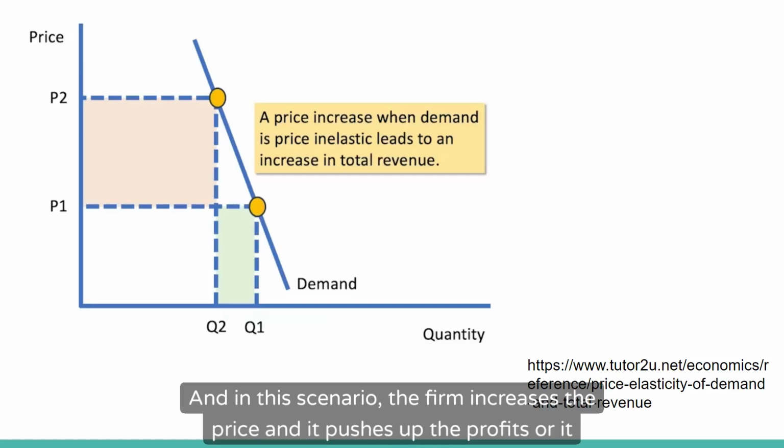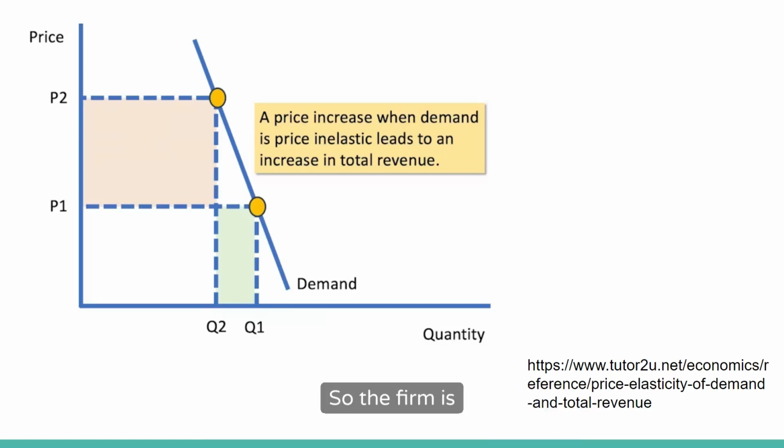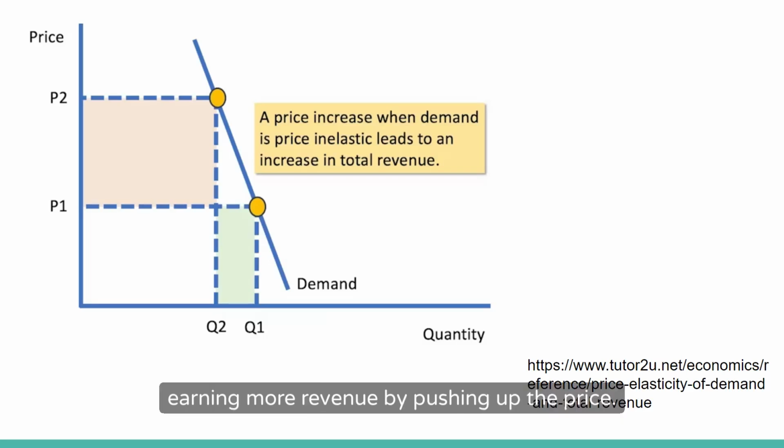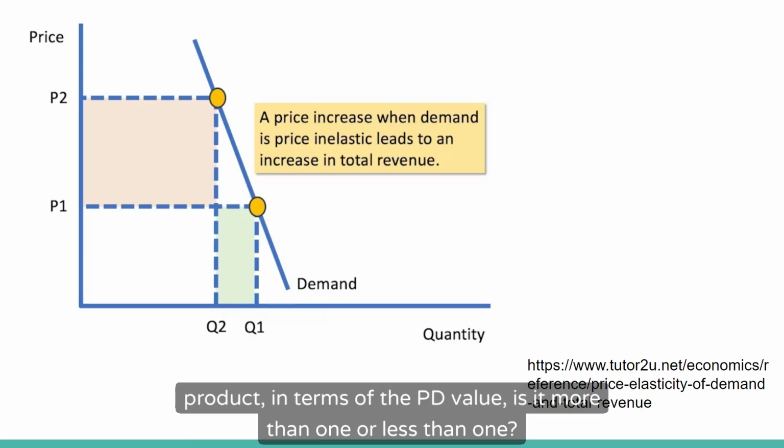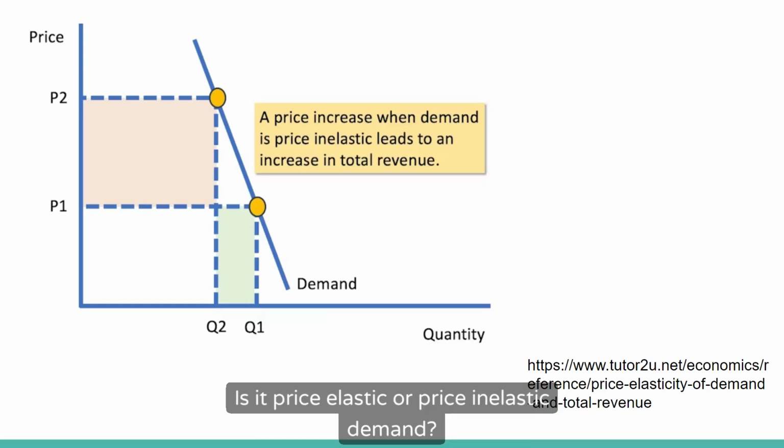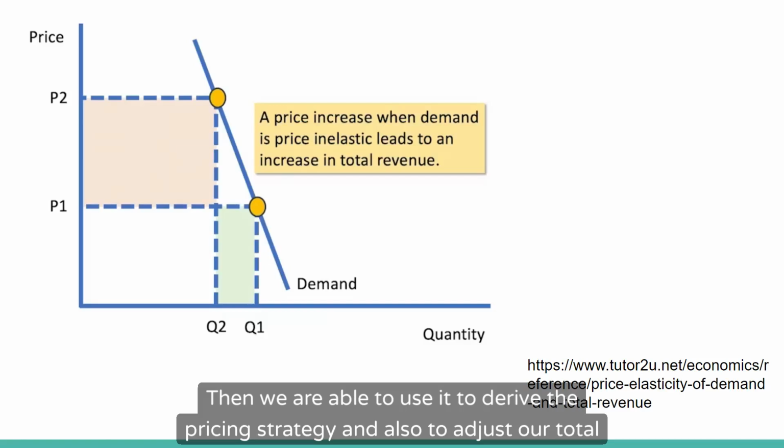And in this scenario, the firm increases the price and it pushes up the revenue. So the firm is earning more revenue by pushing up the price. So you can see here where we know the price elastic nature of the product, in terms of the PED value, is it more than one or less than one? Is it price elastic or price inelastic demand? Then we are able to use it to derive the pricing strategy and also to adjust our total revenue.